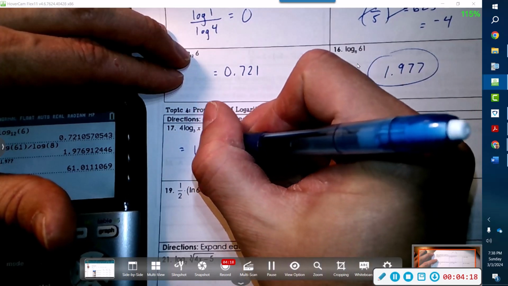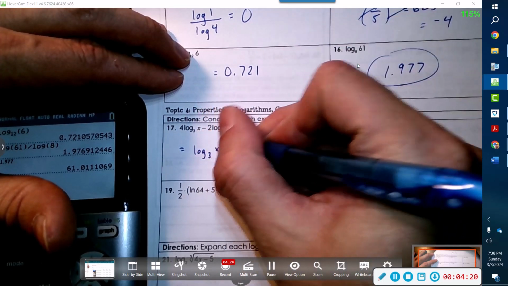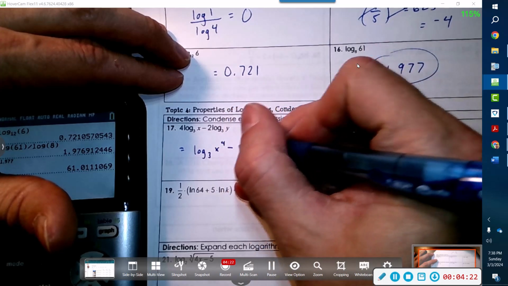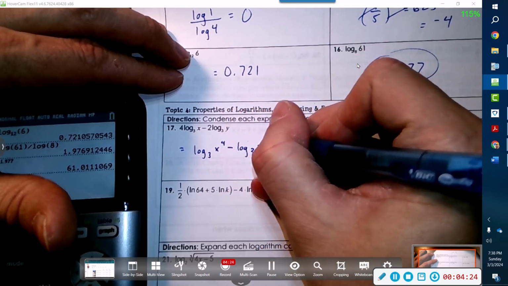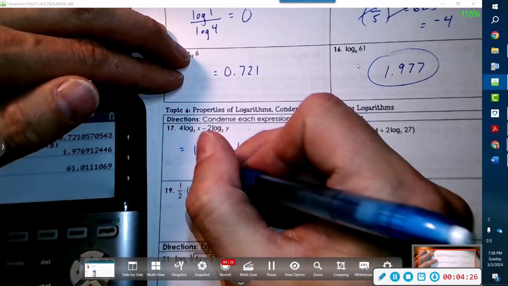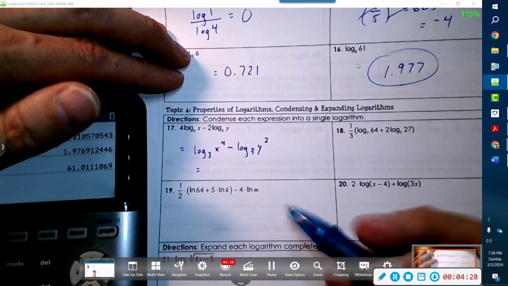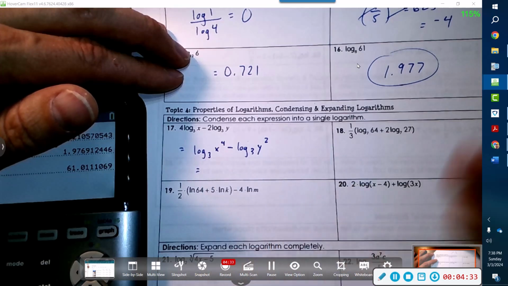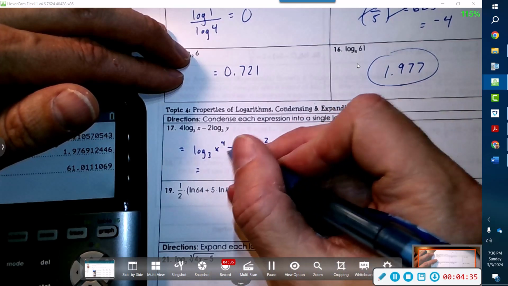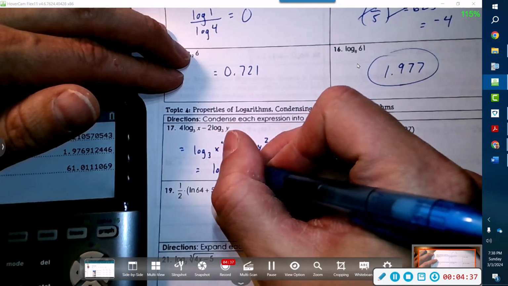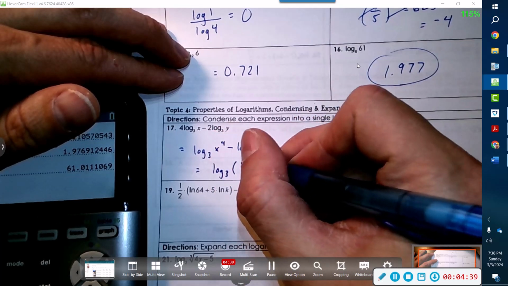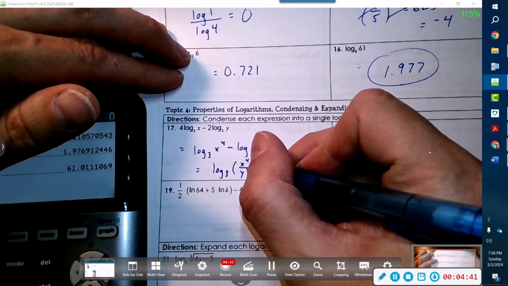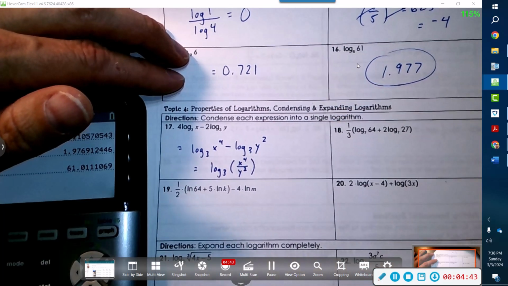So we're going to go ahead and do a log base 3 of x to the 4th minus the log base 3 of y to the 2nd. So then, now that these guys are missing the coefficient in the front, we've put them together. We can squeeze them one more time via the subtraction. So the log base 3 of x to the 4th over y squared, and that's condensation.